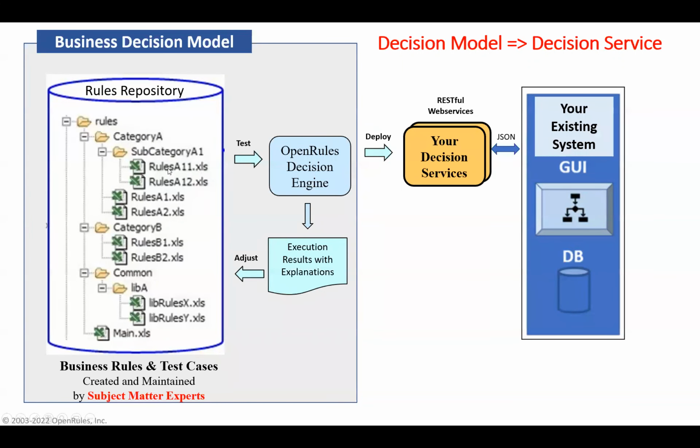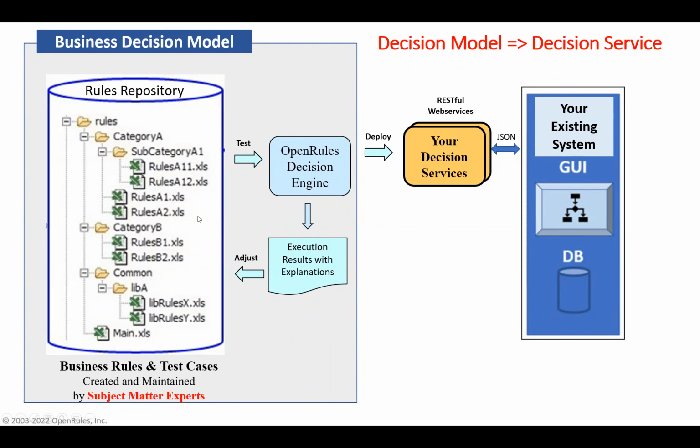But all these tables could be distributed between different Excel files. These files could be placed in different folders and subfolders, based on their objectives. For example, you can have different categories for different lines of business, or for different customers, or for different regions, and you can have common rules. And these common rules would be shared by different categories. Some of the common rules could be overwritten by these categories, and basically, creation and maintenance of the rules repository is the most important part of business decision modeling.